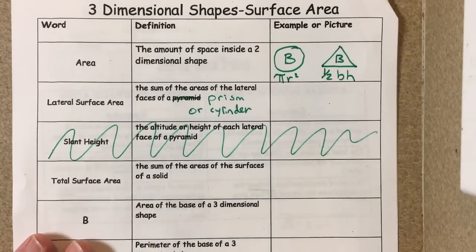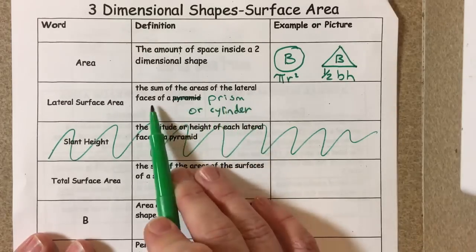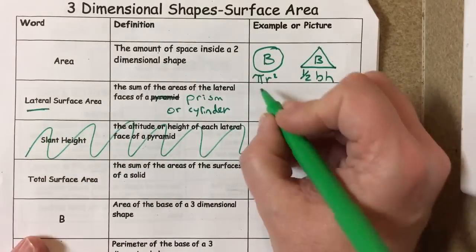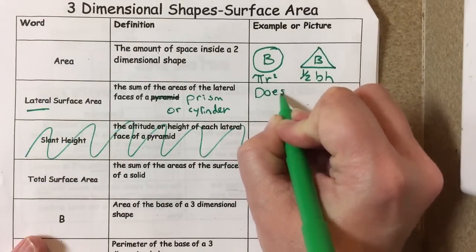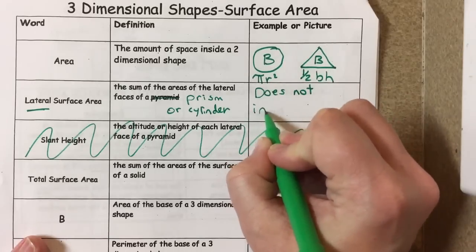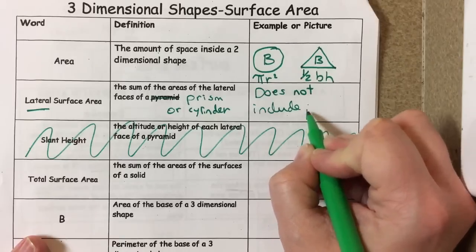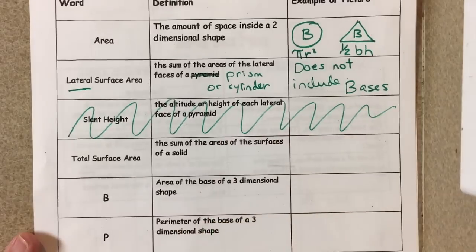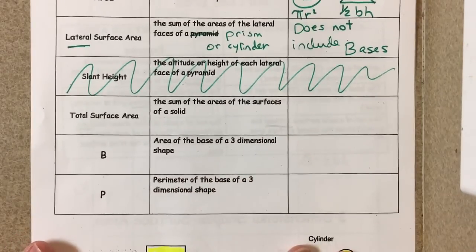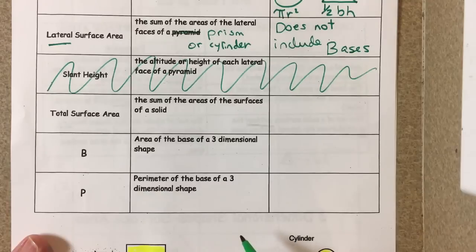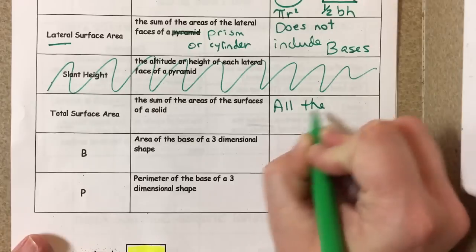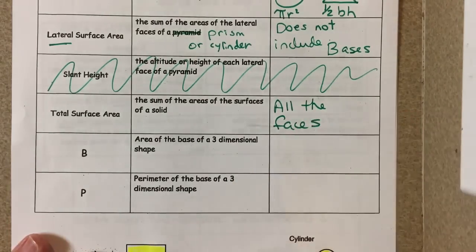Lateral surface area, we're only talking about prisms and cylinders. So I went ahead and changed this. It's the sum of the area of the lateral faces of a prism or a cylinder. So when it's lateral surface area, it does not include the bases of the three-dimensional shape. Slant height is for pyramids, and we're not talking about that right now. Total surface area is the sum of the areas of the solid. This is all the faces. It covers everything.